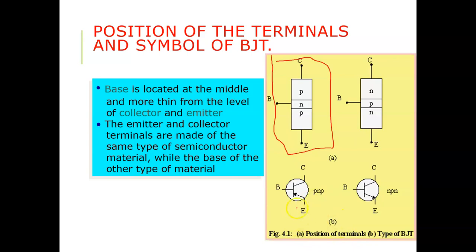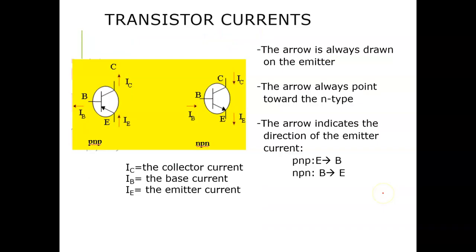The circuit symbols have been shown over here. This is NPN and PNP. The more important thing over here is that in this circuit symbol, you can see this arrow, and the direction of the arrow is what you need to note.